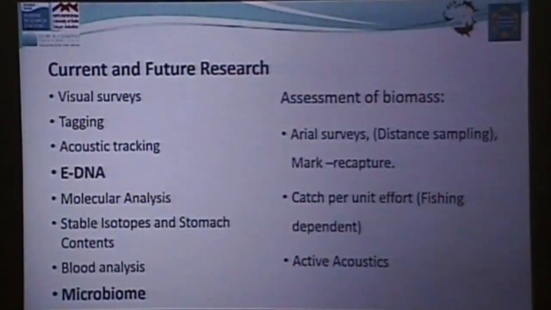Due to the short time of this talk, I didn't go through all the methodologies that we're using in our lab, but I would like to point out that we are going into eDNA, which is very exciting, and also we have a student starting a microbiome study of the tagged sharks as another research avenue for monitoring their health.